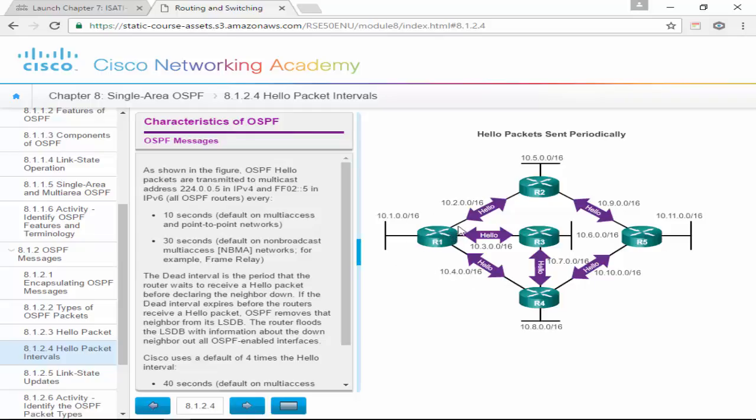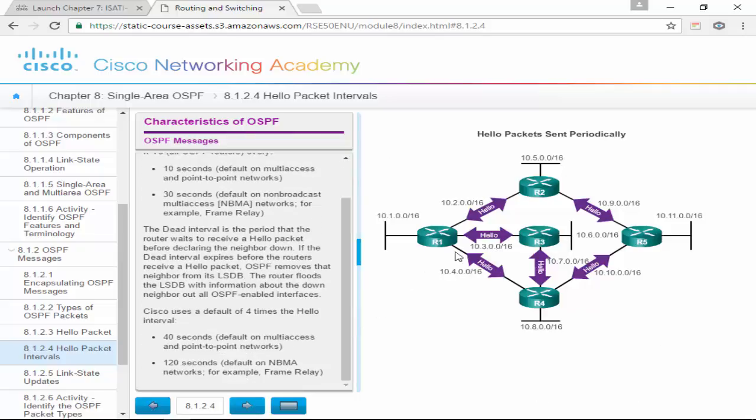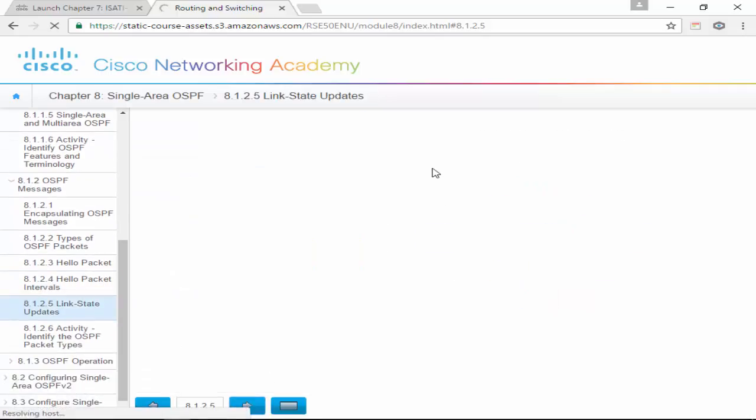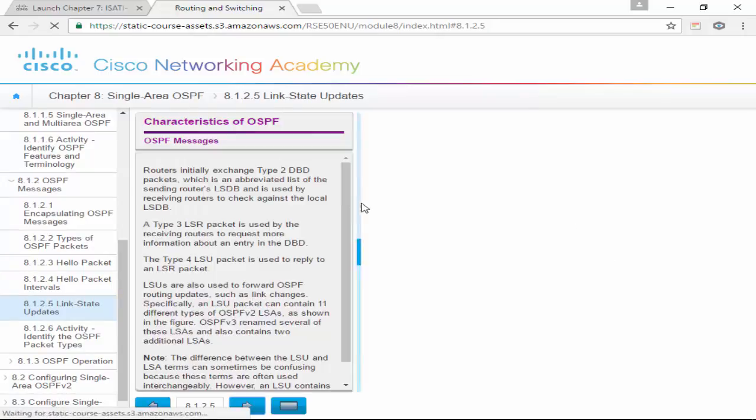So what that allows is that the hellos can go one to many, right? So if this was a switch, it could go to multiple routers, whereas I guess they'd have to just send them out on each link how we currently see them. Then our dead timer is 4 times the hello timer, so 4 times would be 40 seconds on our 10-second network and 120 seconds on our non-broadcast. Link state updates.